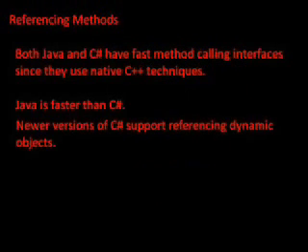Like we have discussed before, referencing methods has to be very fast and efficient in order to make sure that events are triggered at the correct time without any delay. To achieve this, both Java and C# have their own calling interfaces that use C++ techniques. The native C++ code enables the user to quickly execute any number of methods in rapid succession. Java is a little faster than C#, although it's rumored that newer versions of C# support referencing dynamic objects while they are moving in and out of memory.